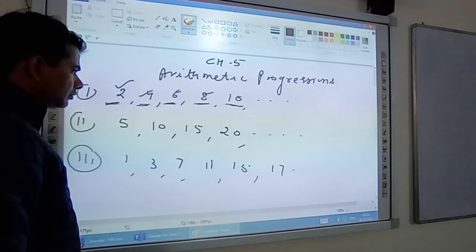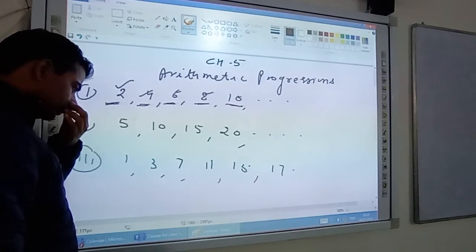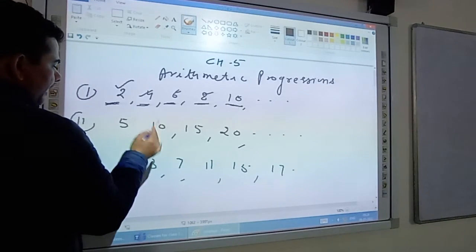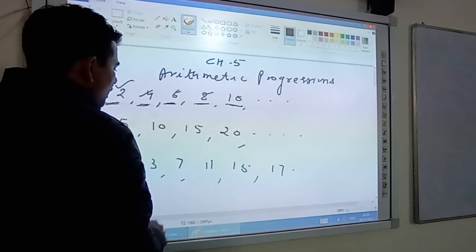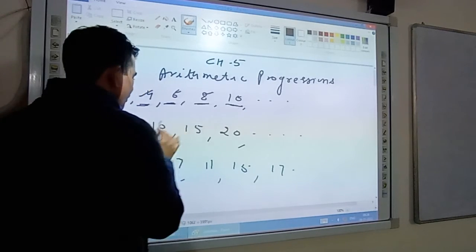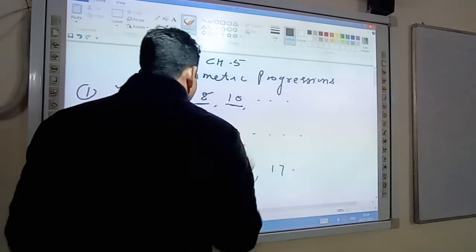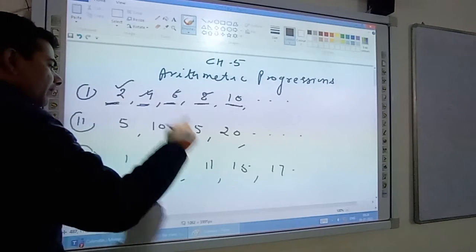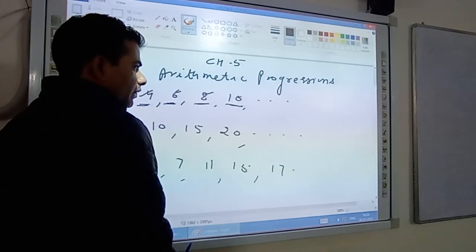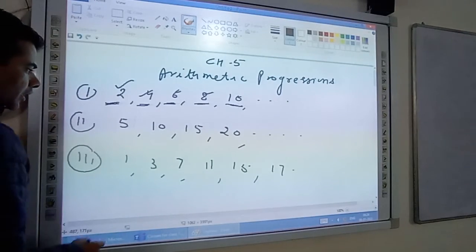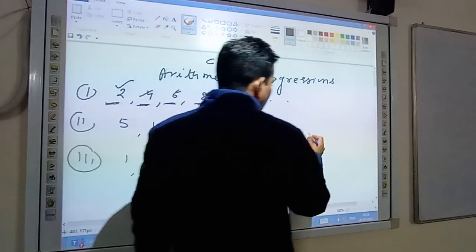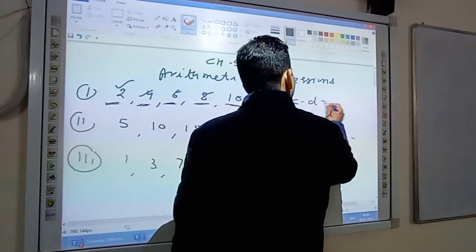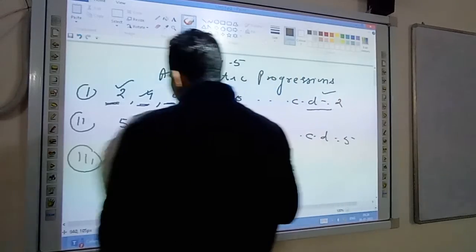Sir, in the second one. Yes, 5, 10. 10 minus 5 is 5, 15 minus 10 is 5, and 20 minus 15 is also 5. So the list of terms forms an AP. Why? Because the common difference is the same throughout the series. Here the common difference is 5. Here the common difference is 2. Okay?